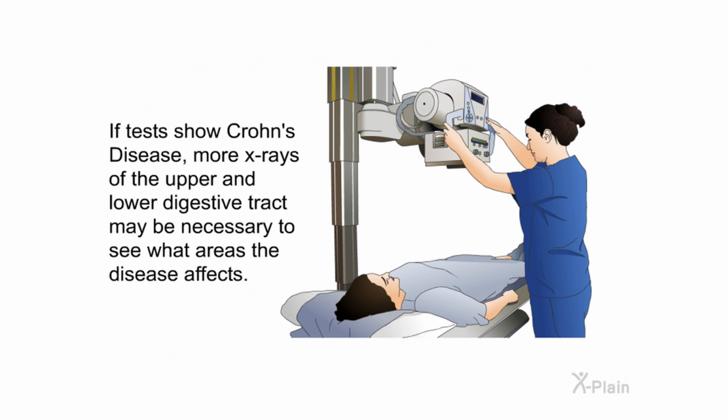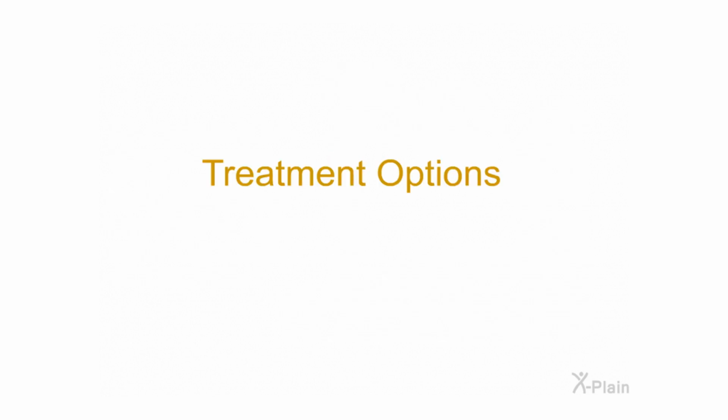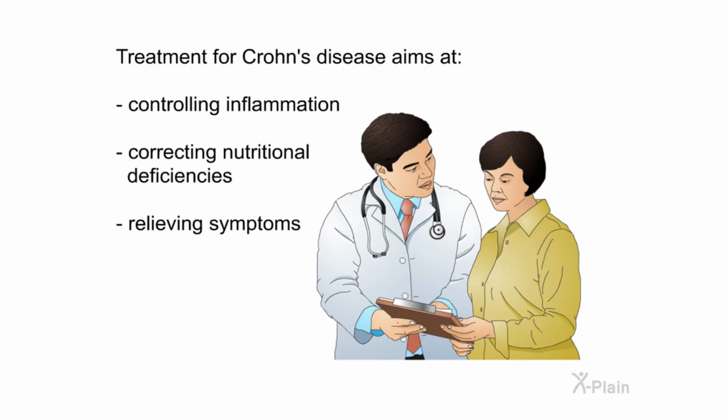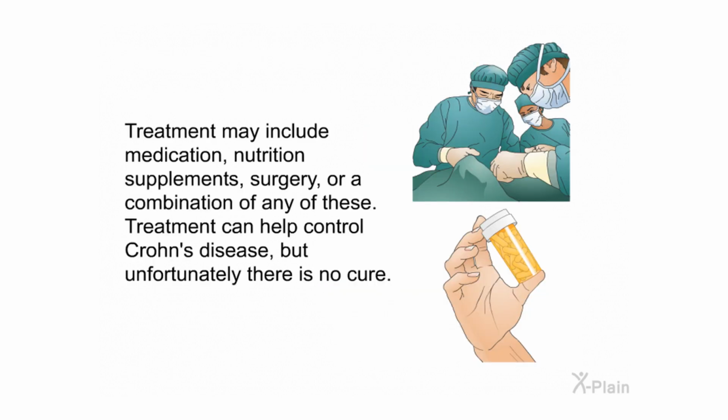If tests show Crohn's disease, more X-rays of the upper and lower digestive tract may be necessary to see what areas the disease affects. Treatment options. Treatment for Crohn's disease aims at controlling inflammation, correcting nutritional deficiencies, and relieving symptoms. Treatment may include medication, nutrition supplements, surgery, or a combination of any of these. Treatment can help control Crohn's disease, but unfortunately there is no cure.